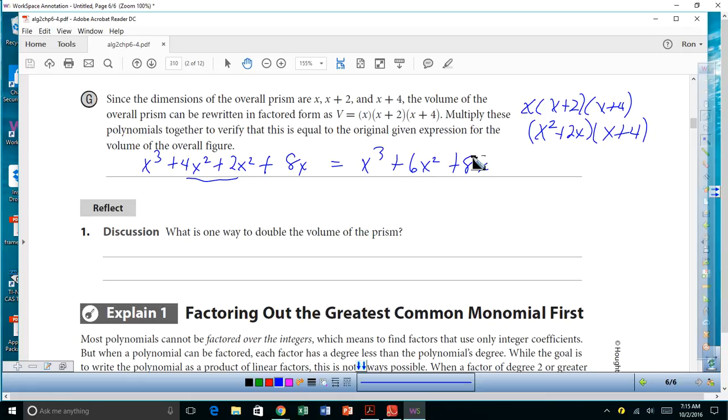What is one way to double the volume of a prism? Well, it's not really straight, but we'll say this was x and that was x. You could double the height. That would double the prism. So double the height.